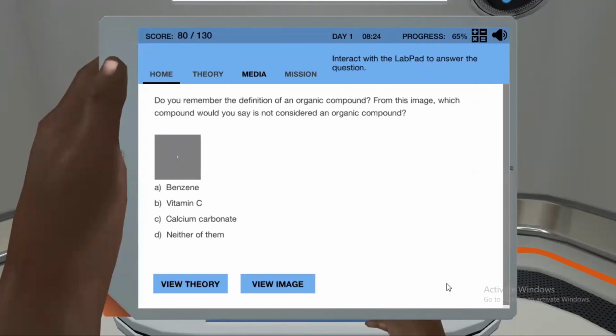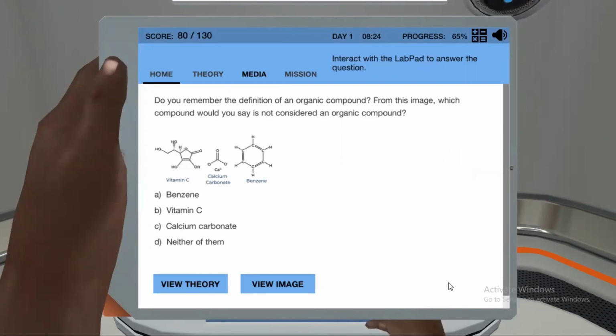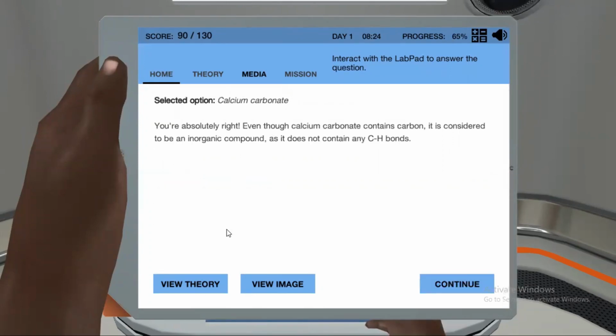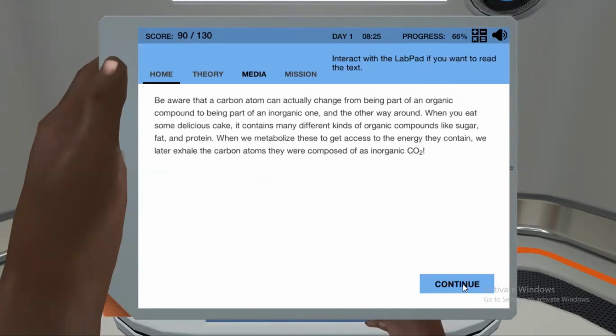Do you remember the definition of an organic compound? From this image, which compound would you say is not considered an organic compound? You're absolutely right. Even though calcium carbonate contains carbon, it is considered to be an inorganic compound, as it does not contain any carbon-hydrogen bonds. Be aware that a carbon atom can actually change from being part of an organic compound to being part of an inorganic one, and the other way around.